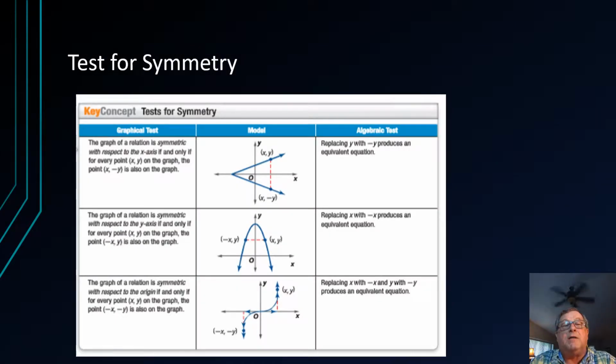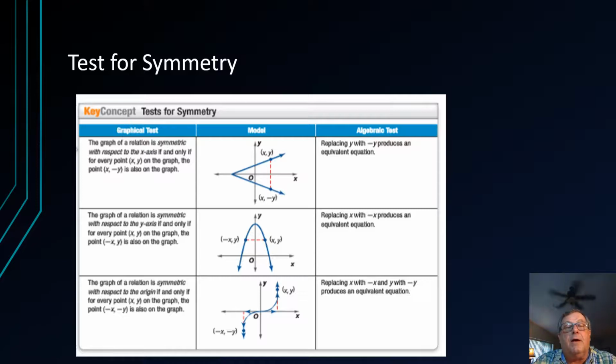All right, well, let's talk about symmetry. Now, we can have either line symmetry or we can have point symmetry. And line symmetry, an easy way to think about it is if we were to fold the graph in half, would it match up evenly? And with point symmetry, if we were to rotate the graph 180 degrees, would it then appear to be unchanged?